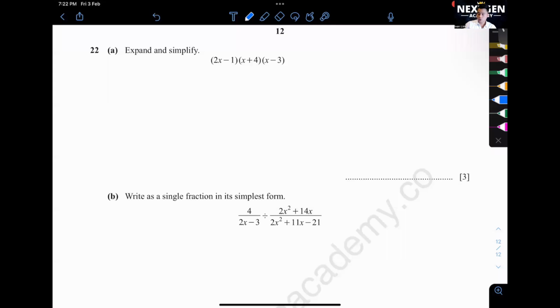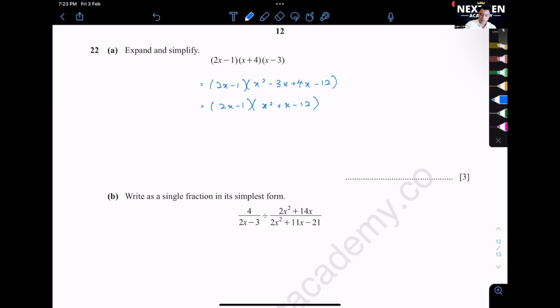So this one, open out the bracket. Up to you, however you want to open out the bracket. I open the two behind one first. So I will get 2x minus 1, x squared minus 3x plus 4x minus 12. Simplify it: x squared plus x minus 12.